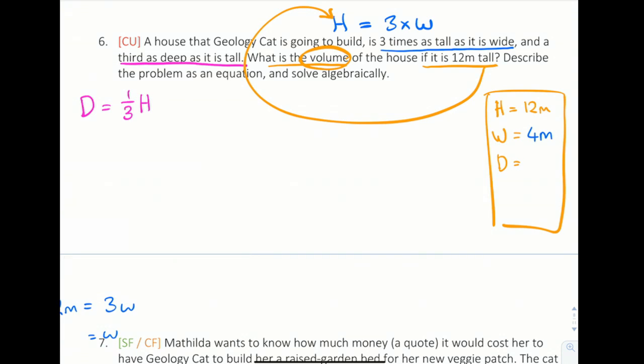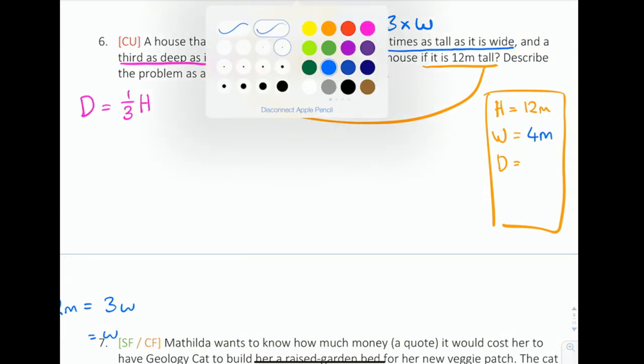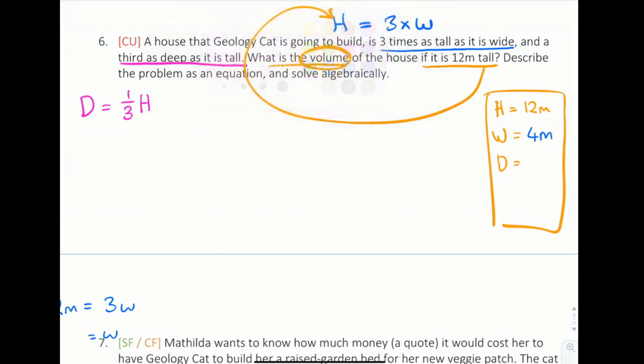The depth we can also solve, so we stick that information into pink. So the depth is equal to 1/3 of the height. The height was 12 meters, so 1/3 times 12 ends up being 12 divided by 3 meters, which ends up being 4 meters again. So I can stick that information into my little information guide there.